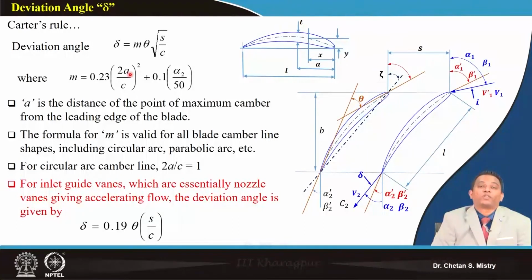The deviation angle calculation using computational tools depends on what kind of turbulence model we select. We will be discussing the effect of change of Reynolds number, because that is very important in the calculation of this deviation angle.